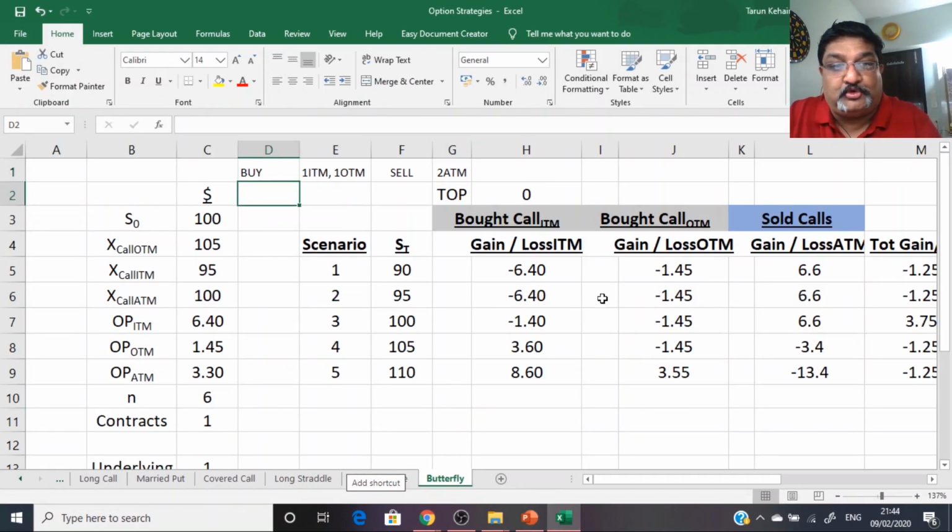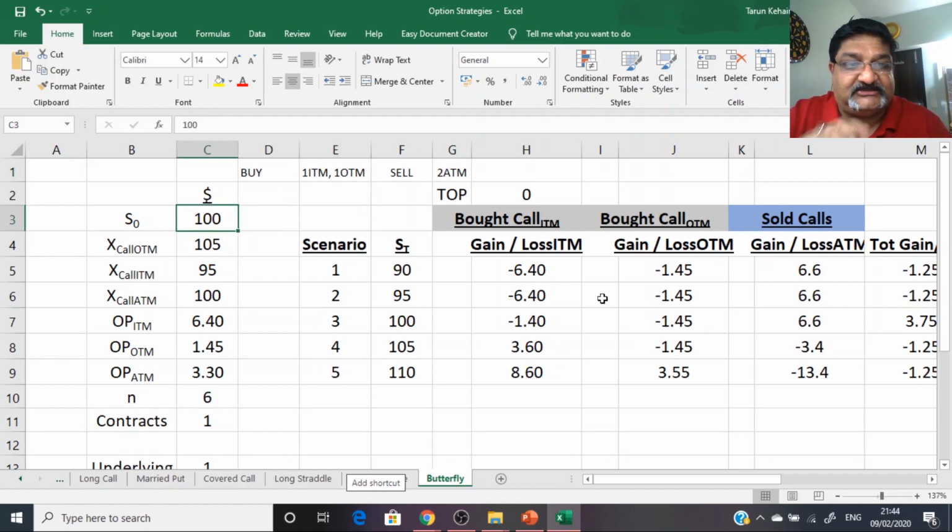So you're buying 2 calls, one in the money, which is ITM, and one out of the money, which is OTM, and selling 2 calls which are at the money, ATM. Okay, so that's the butterfly strategy. So the stock prices are like this. The numbers are slightly different here. Don't get confused. It's quite simple as long as you have understood the earlier strategies.